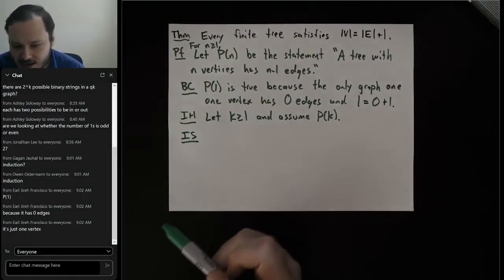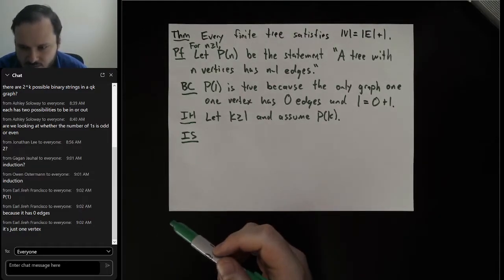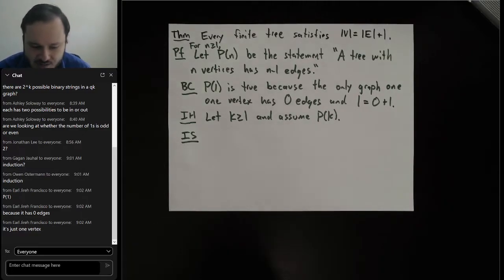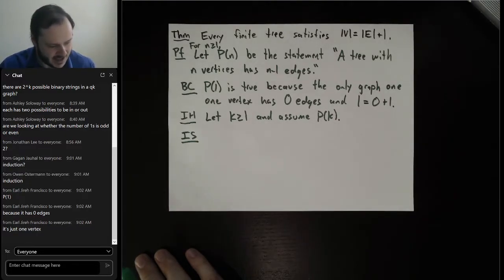So what I need is that there exists a vertex with degree 1. Anyone know why I can always find a vertex with degree 1? We did talk about it, but it is tricky. We talked about it last class.